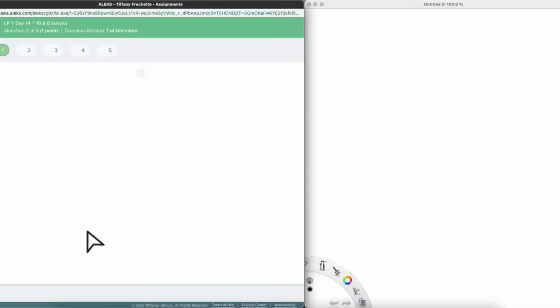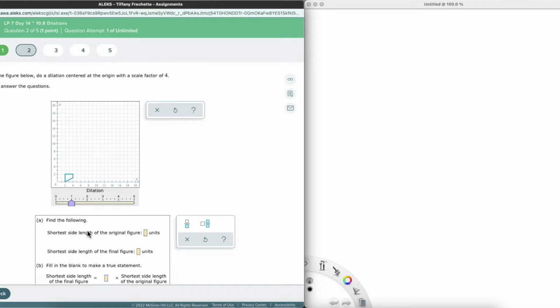So number 2, we're going to look at a figure. Same idea. For the figure below, do a dilation centered at the origin again with a scale factor of 4. So this is a whole number. I'm going to make this object bigger. So here's my original, and I'm going to go all the way up to 4. I'm just going to slide that over. It's going to dilate it for me.